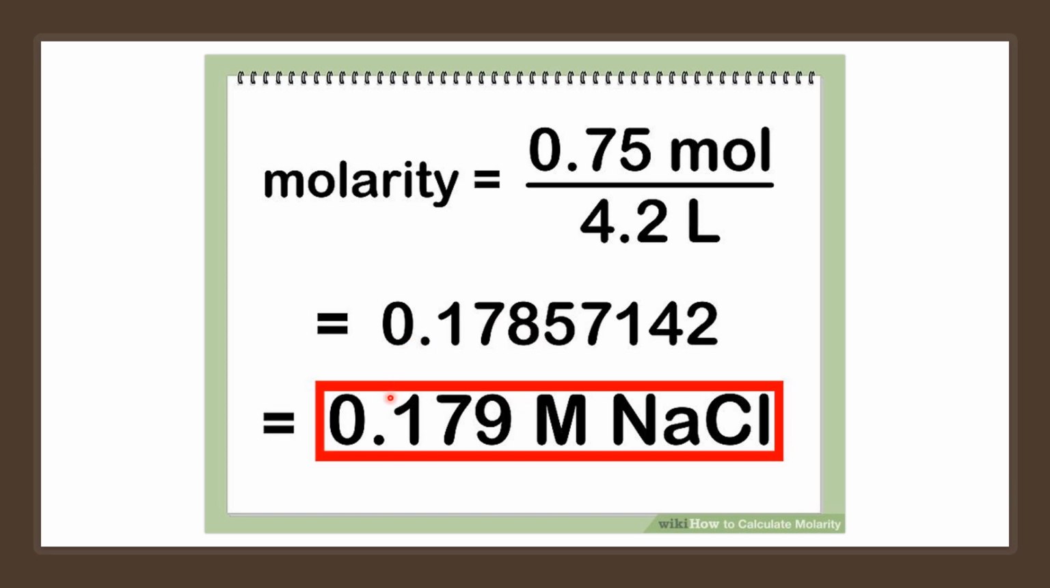When we write our answer, we must abbreviate the molarity with capital letter M and state the chemical abbreviation of the solute involved. So in this example, we have 0.179 M of NaCl. So this is the molarity of our solution.